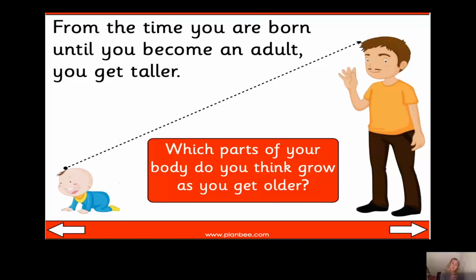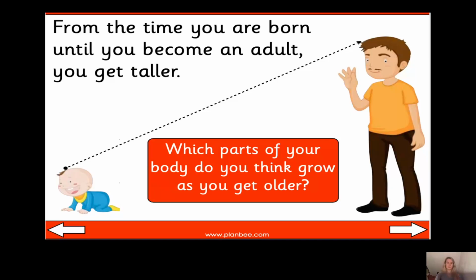So when you're a baby, you're very small. And then by the time you're an adult, you have grown and you are much taller. Now, which parts of your body do you think grow as you get older? Pause the video now and have a think. Okay, so as you get older, you get taller. So that means that your legs grow, but also your hands grow and your feet, and even your nose and your earlobes grow as you get older.